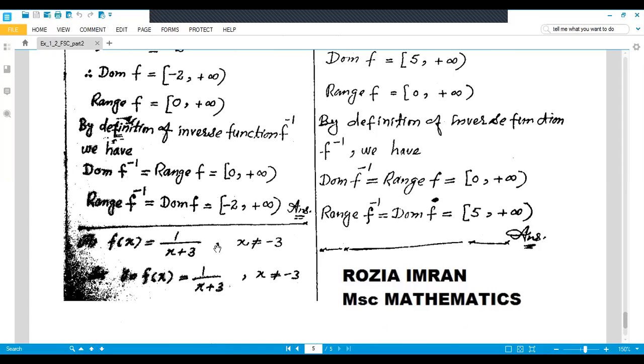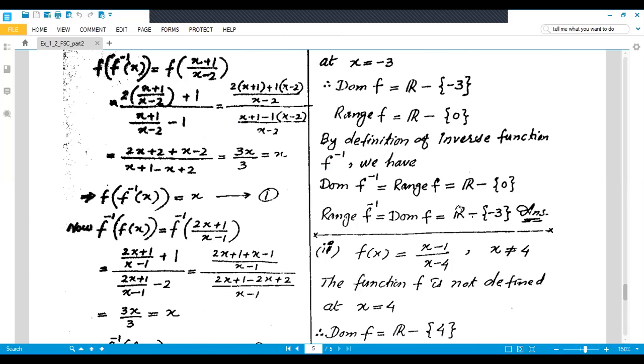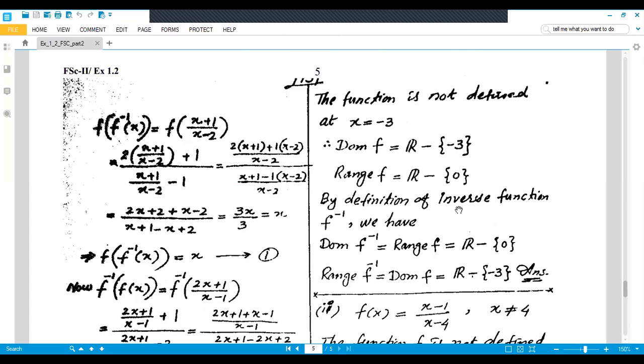Now come to the second part. In the second part, you are given f of x is equal to 1 over x plus 3, where x is not equal to minus 3. So again, we suppose that f of x is equal to y. So y is equal to 1 over x plus 3. The function is not defined at x equal to minus 3.